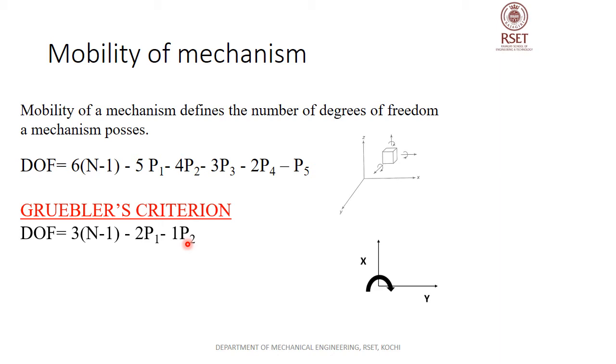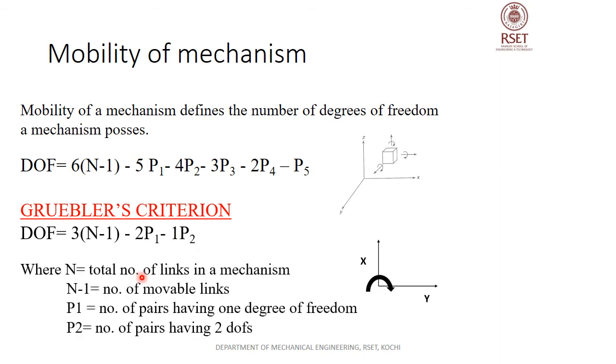In a planar motion case, we know that the total degree of freedom possible for a link is 3: 2 translations and 1 rotation, that is 3. So if there is a kinematic pair with 2 degrees of freedom, then one motion will be arrested. That's why it is 1 into p2. So these are the terms used in this equation.